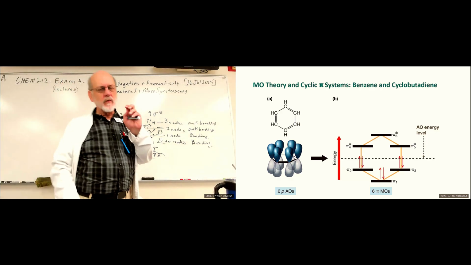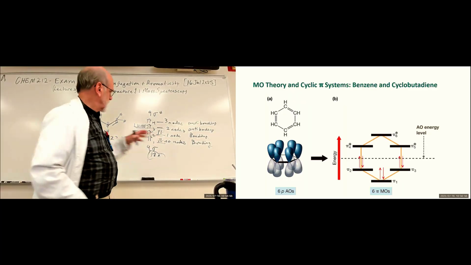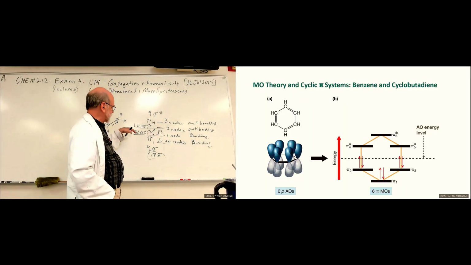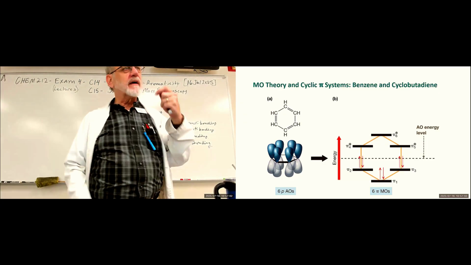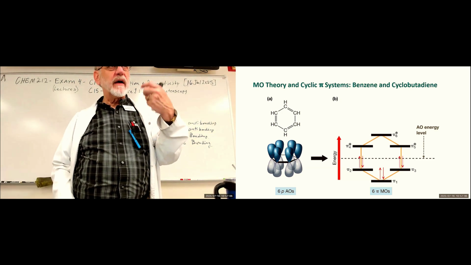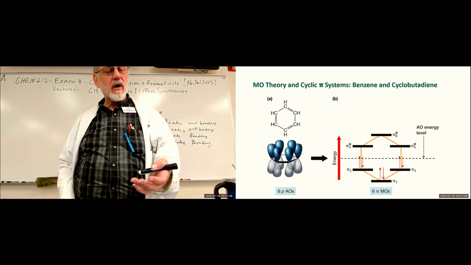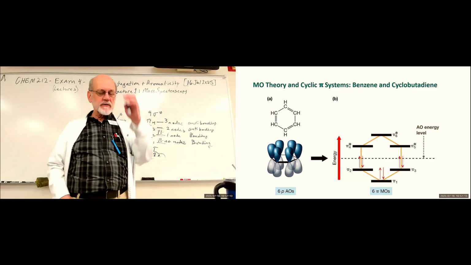And I think the reason the Frost method was created is that these linear conjugated systems work well here, but it's difficult to tell where the nodes are and where the bonding and anti-bonding orbitals are for cyclic systems. So that's where the Frost method was developed.